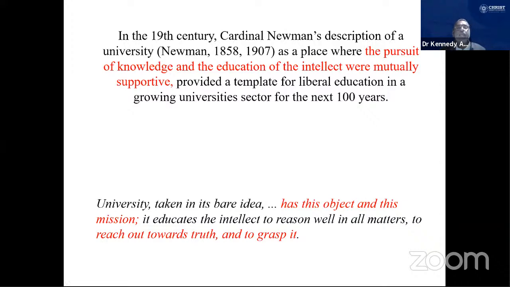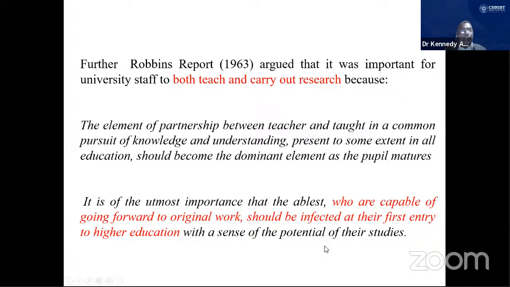You can read the 19th century Cardinal Newman's description of university, where he talked about it as a place where the pursuit of knowledge and the education of the intellect were mutually supportive, and provided a template for liberal education in the growing university sector for the next 100 years. Okay, so therefore, the university, taken in its bare idea, has as its object and mission that it educates the intellect to reason well and in all matters to reach out towards the truth and to grasp it. All right. So, and therefore, discussions go on and on.